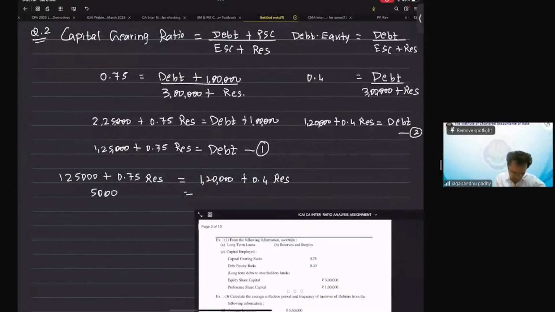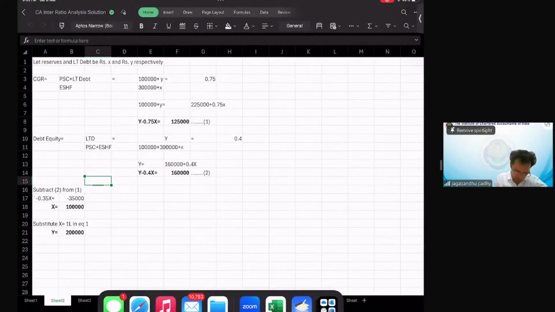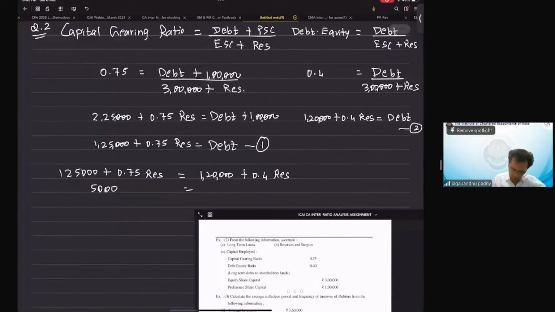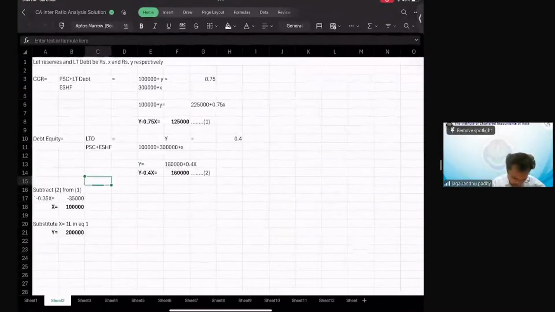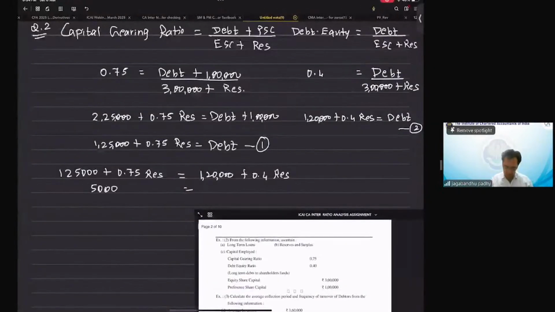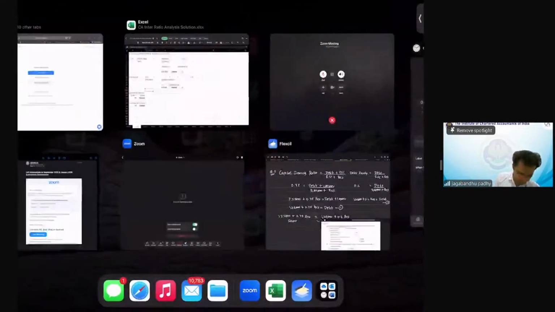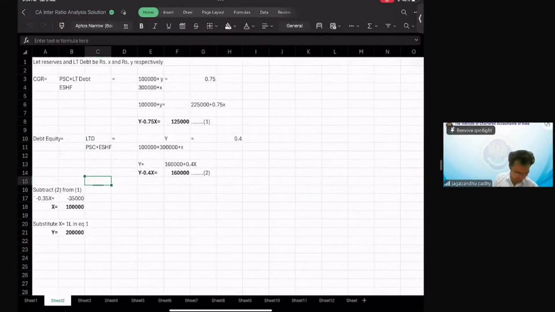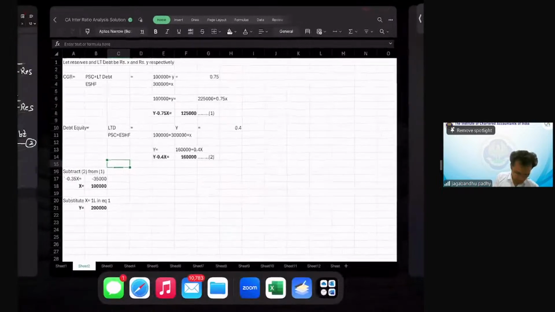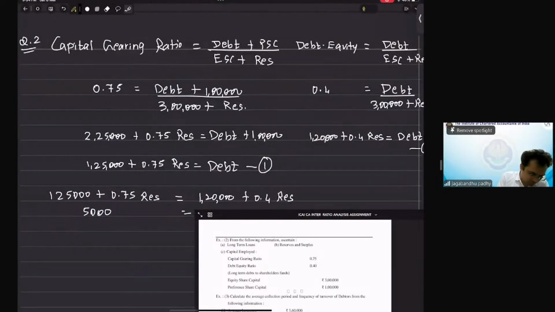25,000. Y minus 0.75x is 1,25,000. Y minus 0.4x. 0.4x is 1,60,000. So we're making some mistake over here. Okay. So yeah, that's the problem which we were looking for.